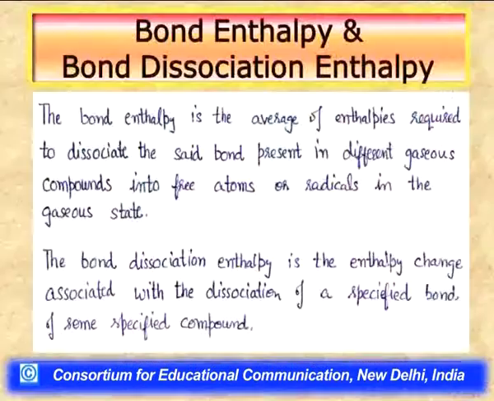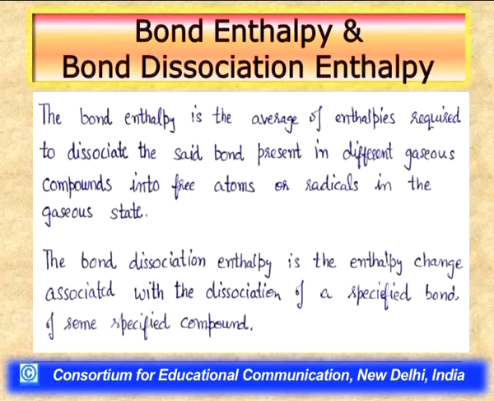Although we had touched on this aspect in our previous lecture, we would like to add certain more information about it. This aspect relates to the bond enthalpies for the dissociation of various bonds. So now let us see how we define the bond enthalpy of a given bond. The bond enthalpy is the average of enthalpies required to dissociate a particular bond present in different gaseous compounds into free atoms or radicals in the gaseous state.